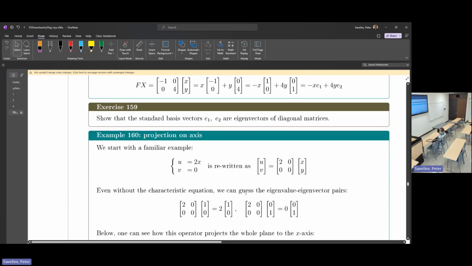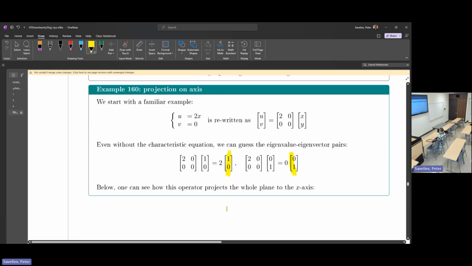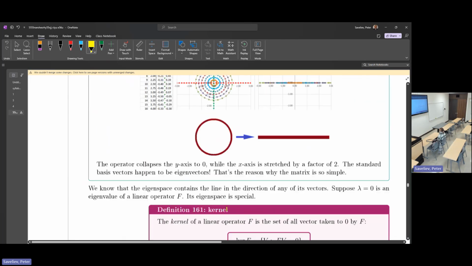So 2x along the first axis, and along the second axis, everything becomes 0. Once again, everything is expressed in terms of the eigenvectors: (1, 0) multiplied by 2, (0, 1) multiplied by 0, and therefore the two components are multiplied accordingly by 2 and by 0. So we've seen this example before.